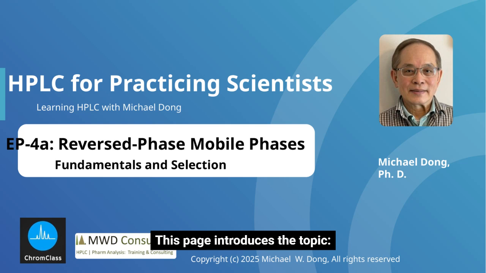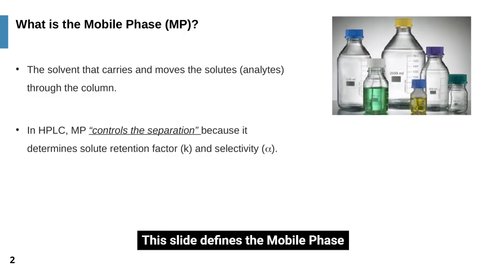This page introduces the topic, HPLC for practicing scientists, specifically focusing on reversed phase mobile phases and their fundamentals and selection. It's part of the Learning HPLC with Michael Dong series. This slide defines the mobile phase, MP, as the solvent carrying solutes through the column. In HPLC, the MP is crucial as it controls the separation by determining the solute retention factor K and selectivity A.